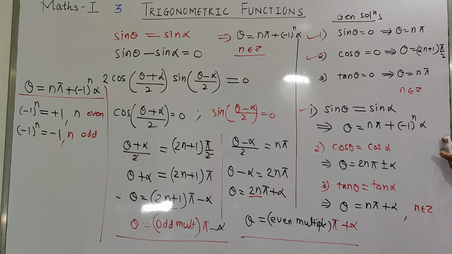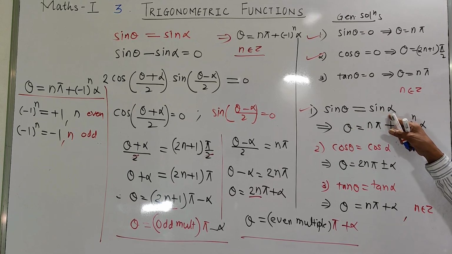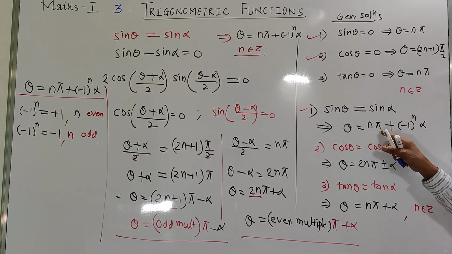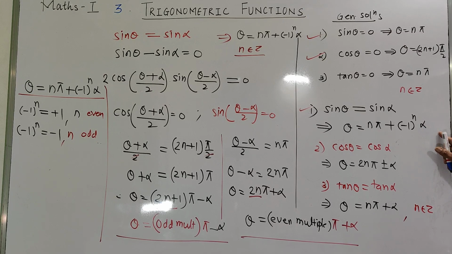So very interesting solution. Sin theta is equal to sin alpha. The general solution is theta is equal to n pi plus minus 1 raised to power n into alpha. So remember this.